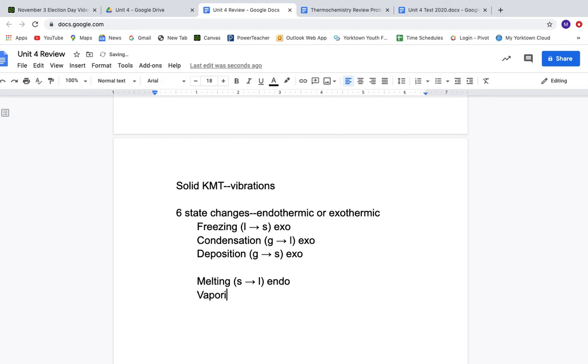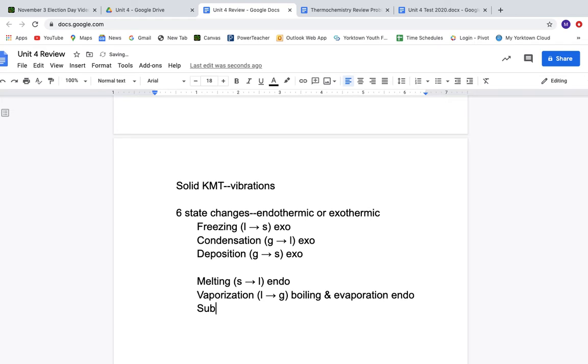Vaporization is going from a liquid to a gas. And remember, we have 2 examples for this: boiling and evaporation. You should know the difference between those 2. You have to put energy into, say, water to get it to boil. You have to put energy into water to get it to evaporate.